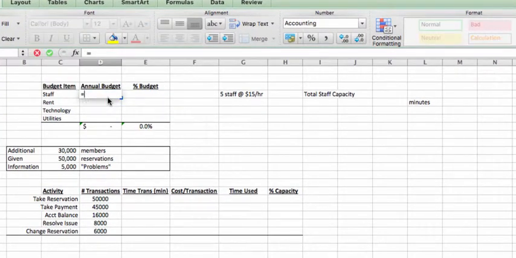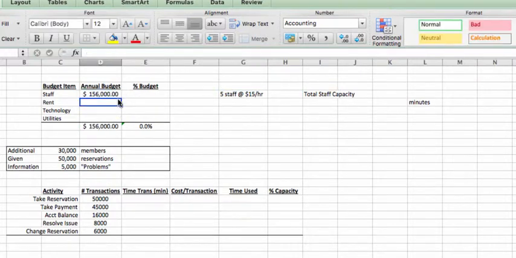We have 5 staff at $15 an hour at 8 hours in a day at 5 days in a week at, for budgetary reasons, 52 weeks in a year. Even though when we calculate capacity, we'll figure it on 50 weeks in a year, because we're going to assume that they have 2 weeks of paid vacation. So taking a look, that's $156,000.